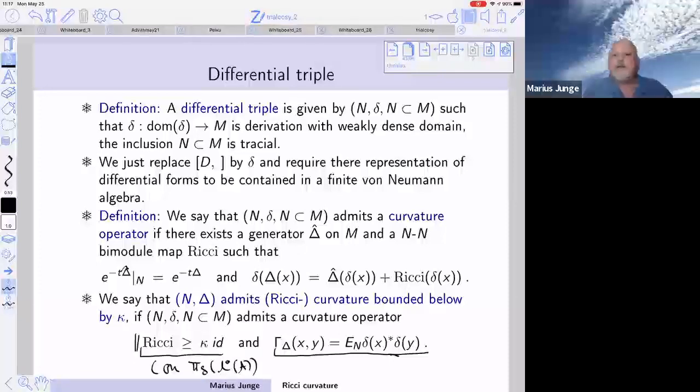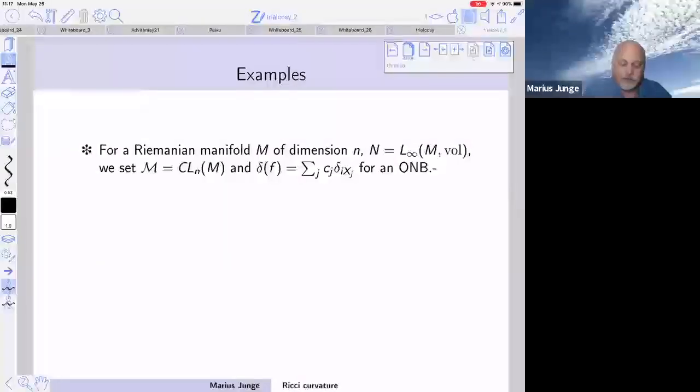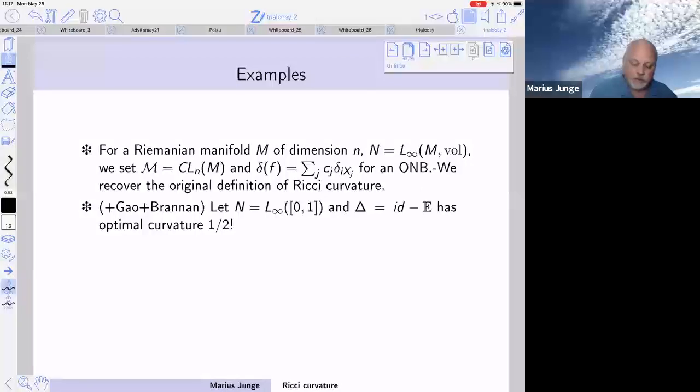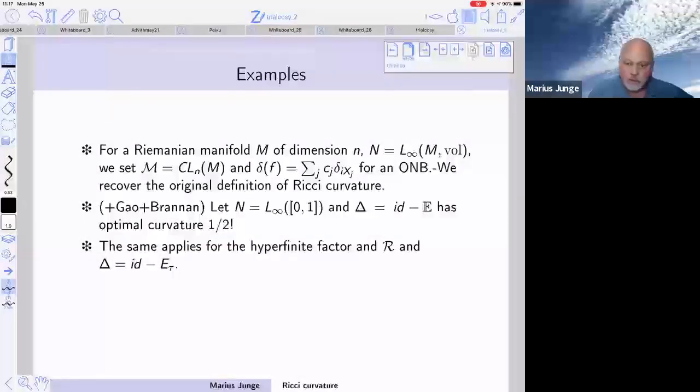But I insist that I need this larger algebra. And I think I'm telling you now why this is really natural in the commutative case. In fact, in the commutative case, you can take for M the Clifford algebra in n variables, and the derivation is given in that form. And then everything works out just fine. So then the Ricci curvature coincides with the one we had before. If you do this for the space L infinity of 0, 1, you can calculate that the optimal Ricci curvature turns out to be 1/2. Identity minus E is a weird generator, super non-smooth, but that doesn't change a thing.